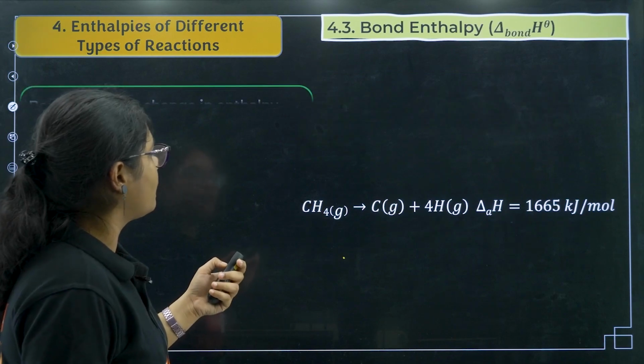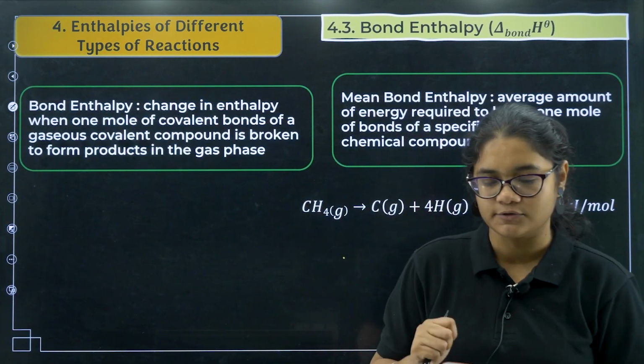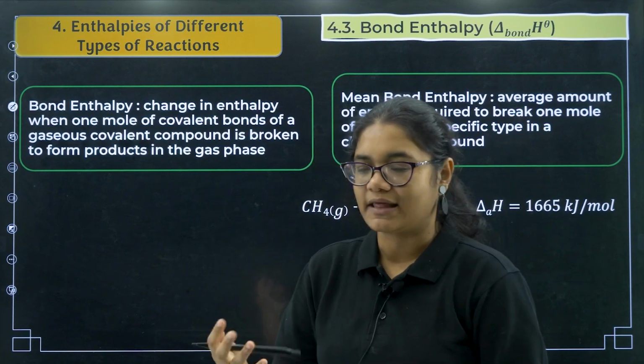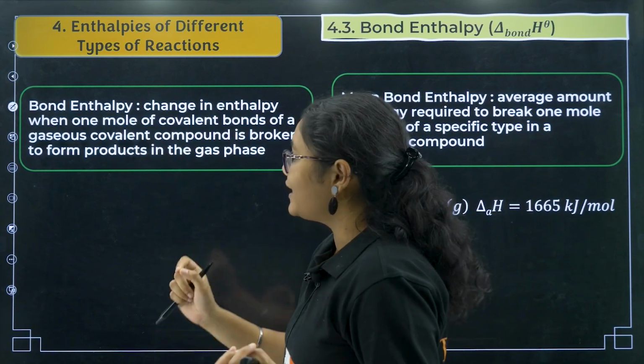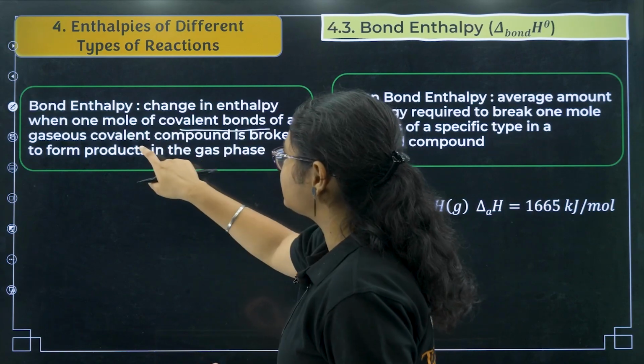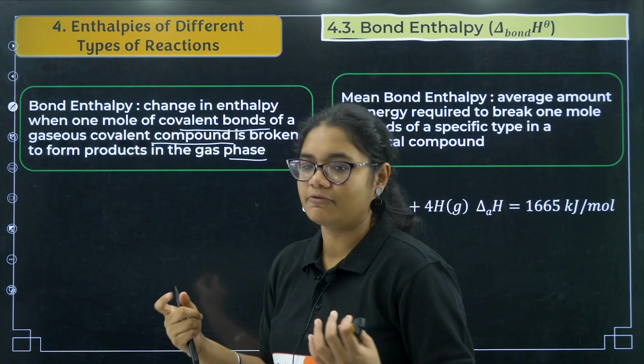Next we'll go to bond enthalpy. Now bond enthalpy is of 2 types. One is direct bond enthalpy. So what is bond enthalpy? Change in enthalpy or change in energy when 1 mole of covalent bonds of a gaseous covalent compound is broken to form the products in the form of gas.